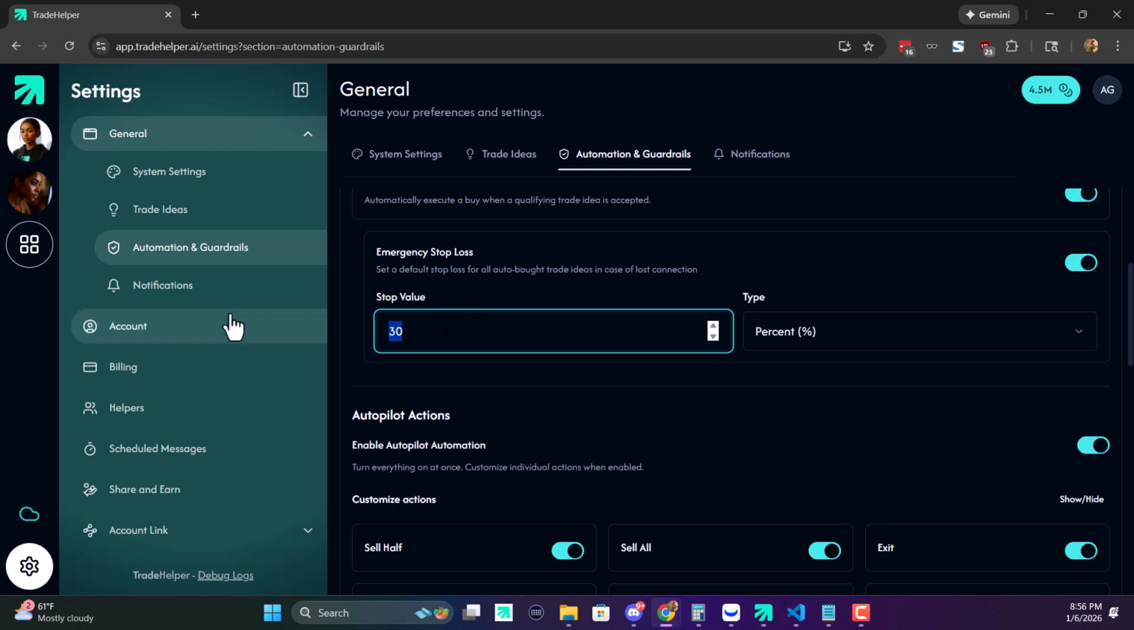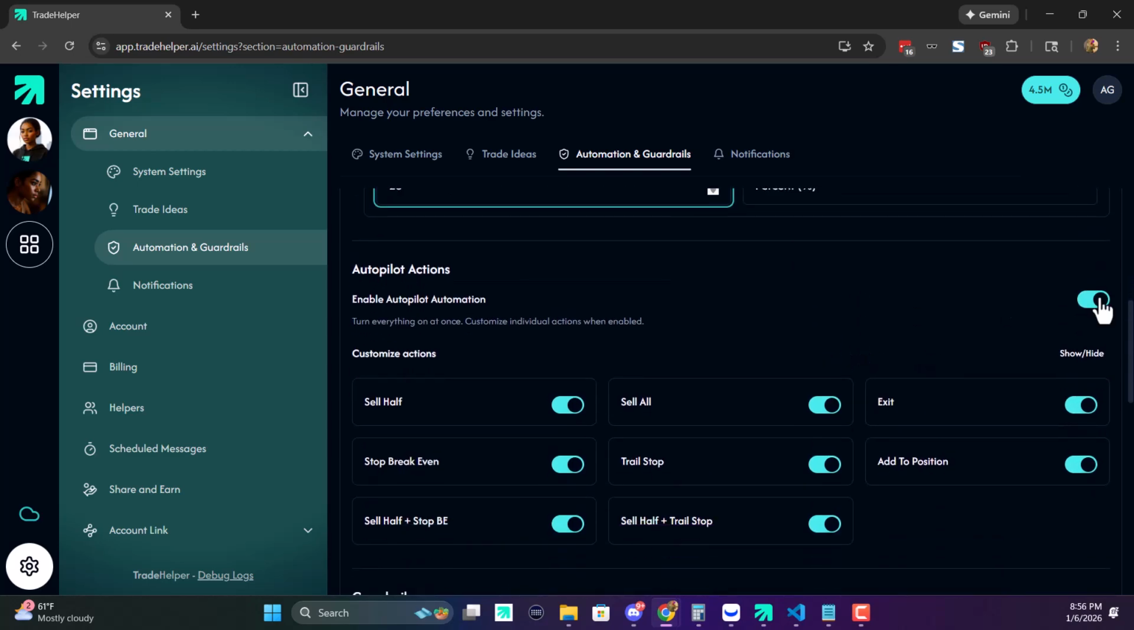So I have mine set to 25, but you should set yours to 30, especially if you are not in profit yet. I'm deep in profit. You know what I'm saying? I'm super deep in profit. So I've tripled, quadrupled my account. So I don't give a fuck. But you might not be in that situation.